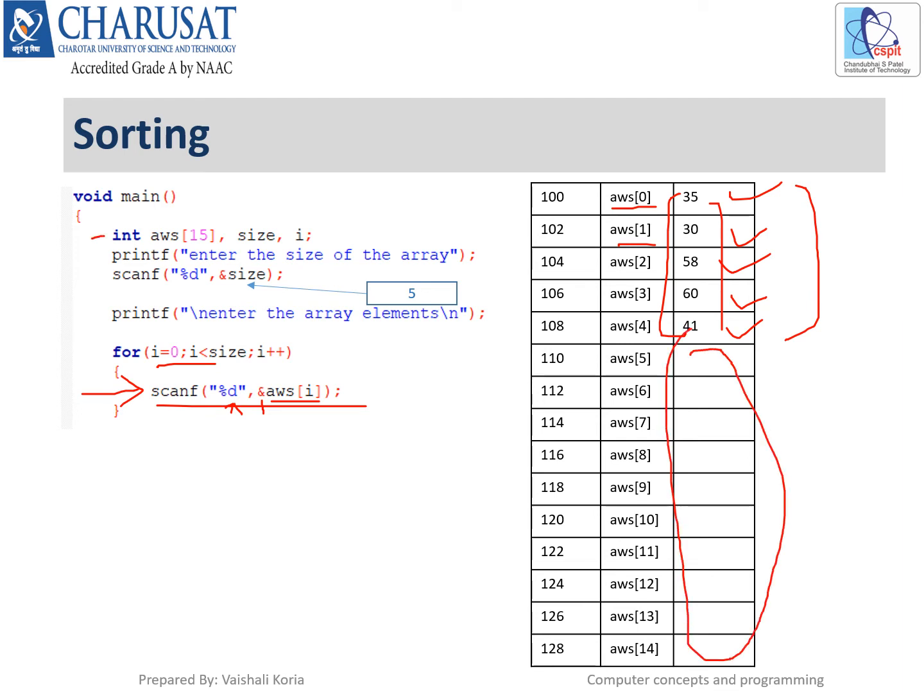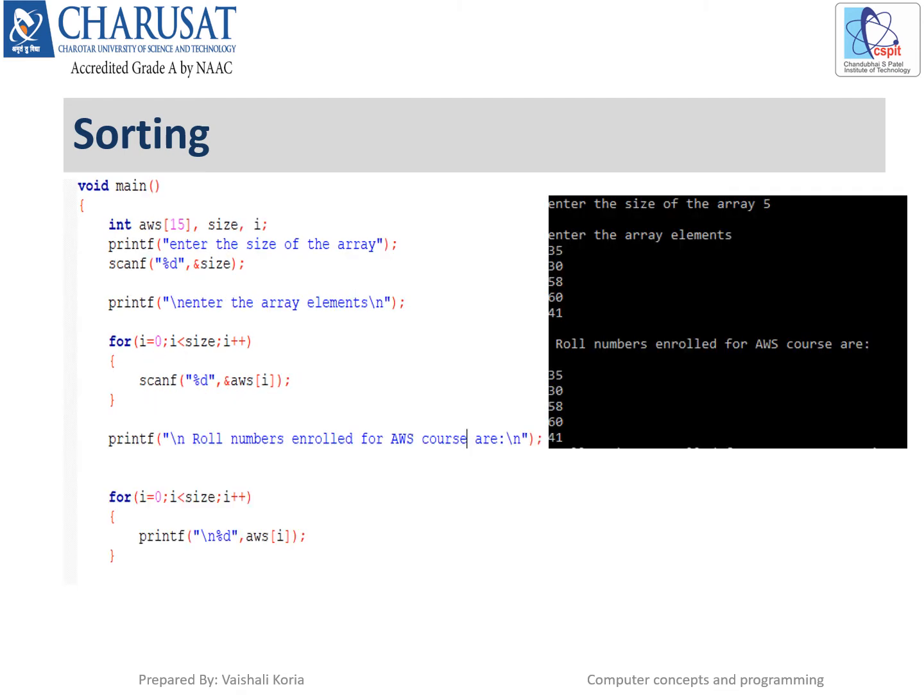So actually this form wastes memory, but still, if we want some flexible programming, then this can be used. If we do not know at compile time how many elements will be required for execution of the program, then this kind of structure can be used. Now in the next step, using this we have entered the size, and using this for loop with scanf, we have entered the elements of the array. These are the roll numbers of the students who have enrolled for the AWS Academy.